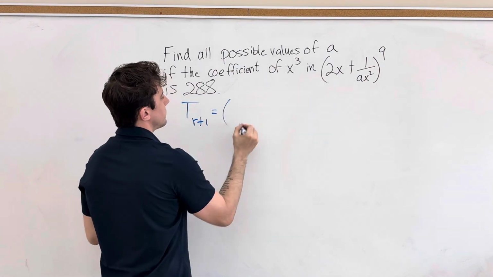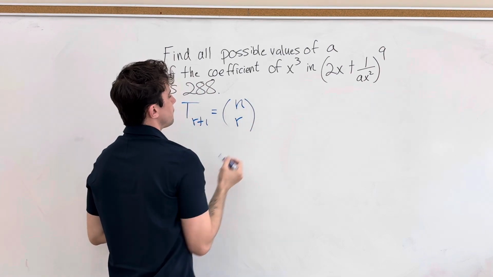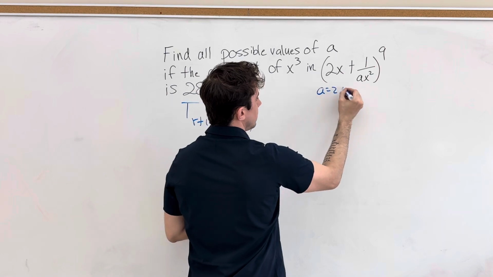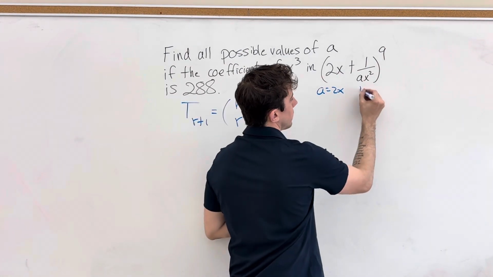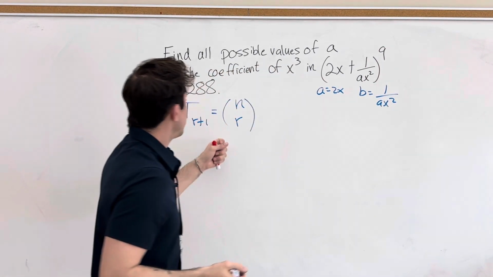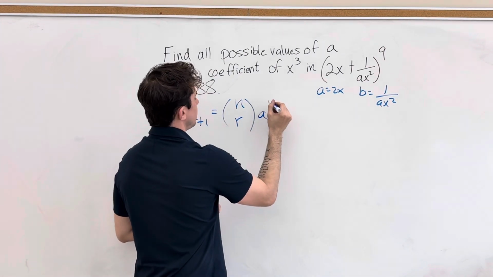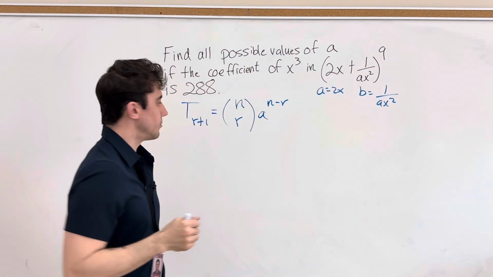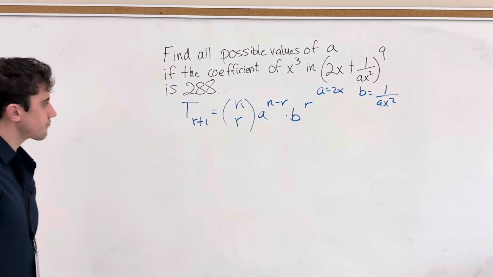You'll see why in just a sec. If you don't remember, it is n choose r times the first part of the binomial. So our a, the first part of the binomial, is 2x, and the second part, what we call b, is going to be 1 over ax squared. Our general formula for the r plus 1th term is n choose r times a to the n minus r, n being the exponent on that binomial, times b to the r, right?